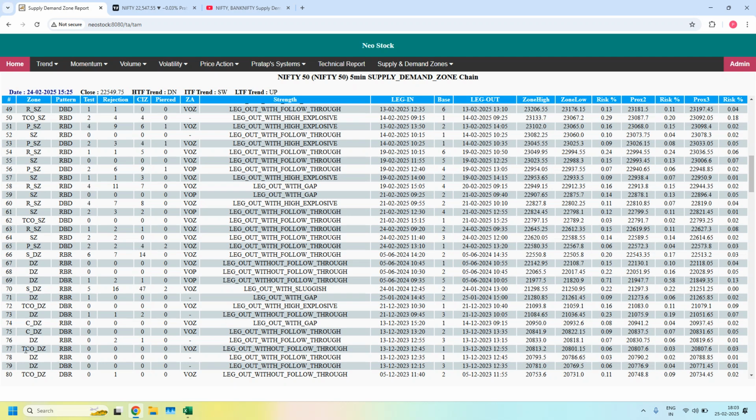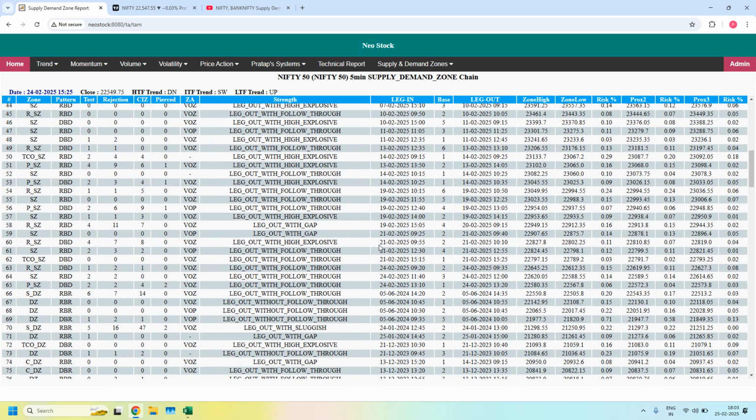How is he trading? By using this supply demand zone chain. Maybe he is already an experienced person. Also he is aware of our NIFTY supply demand zone. Probably he is following us for the last 1 year. He got a good grip, focusing only on that.